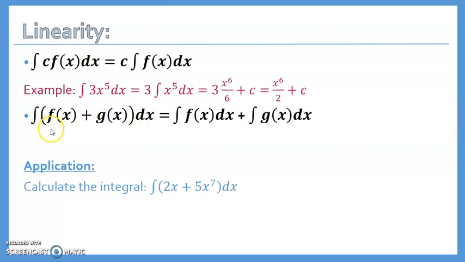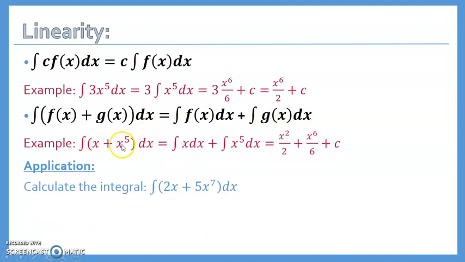Now another property, the integral of f of x plus g of x is equal to the integral of f of x alone plus the integral of g of x. For example, if you want to integrate x plus x power 5, then using this property, it's the integral of x alone plus the integral of x power 5 alone.